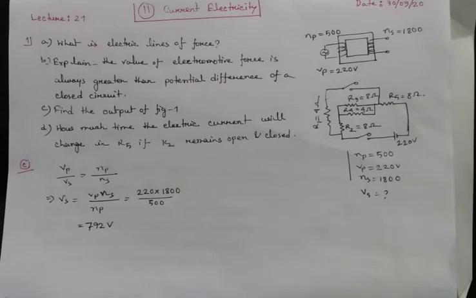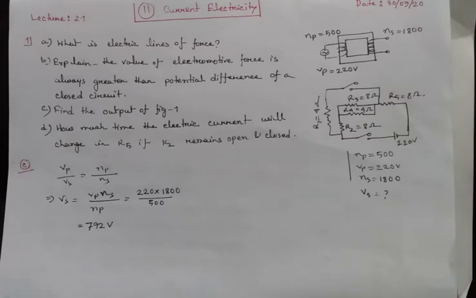So now for question number D, let's have a look at it. Question D is: how many times will the electric current change in R5 if K2, that means key 2, remains open and then closed? If K2 remains open and then closed, what will be the change in current across R5, across the resistance 5, that means 8 ohm? We have to calculate that.